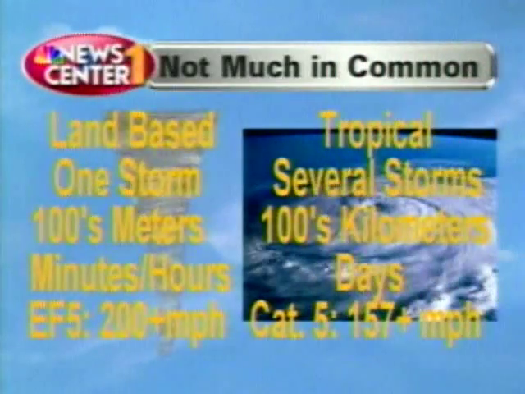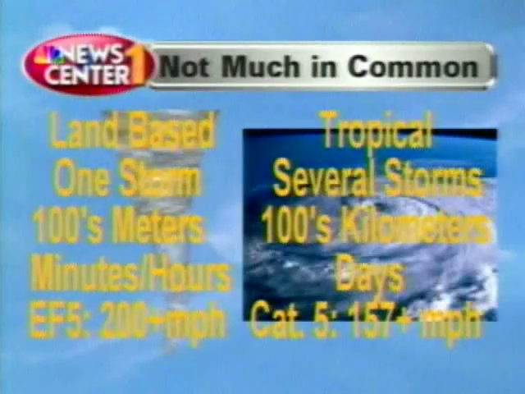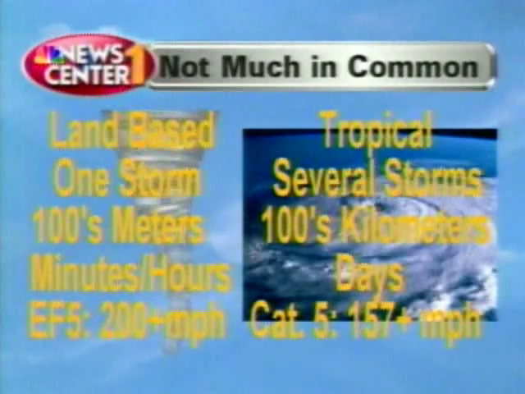And as far as the strongest tornadoes, we have EF5 tornadoes. That is anywhere on the Fujita scale, 200 miles per hour plus, and a Category 5 hurricane would have winds stronger than 157 miles per hour. Both of these, although they're very different storms, there is catastrophic danger and damage coming out of these.